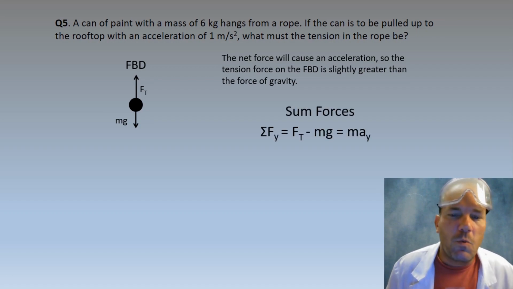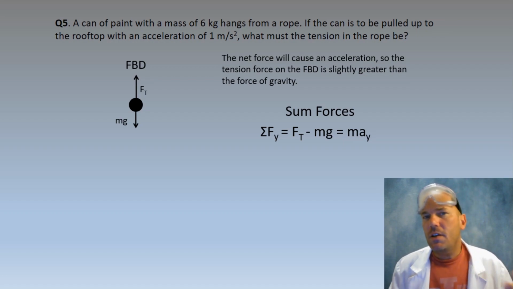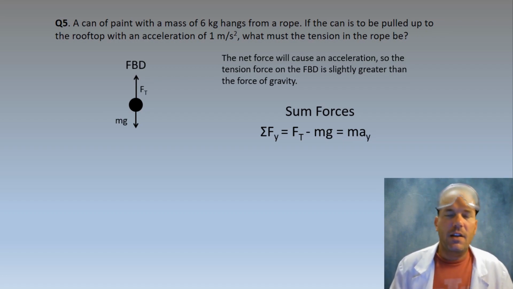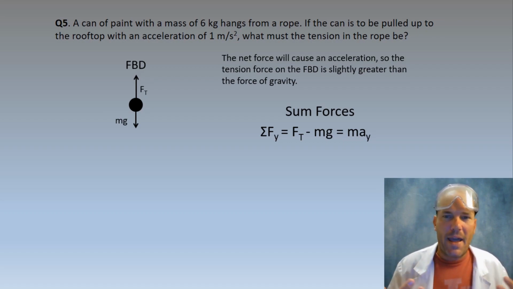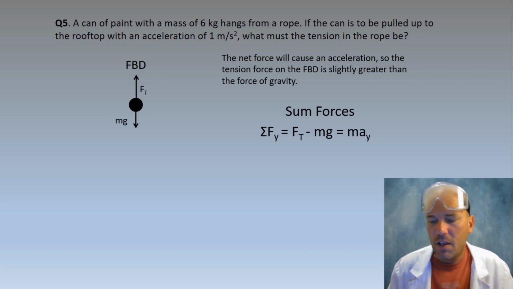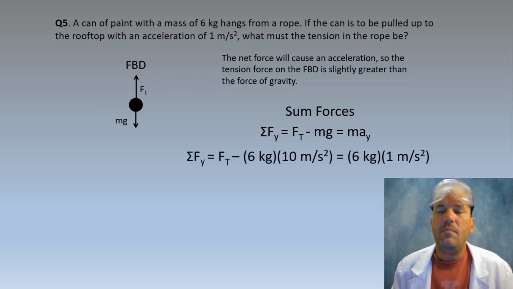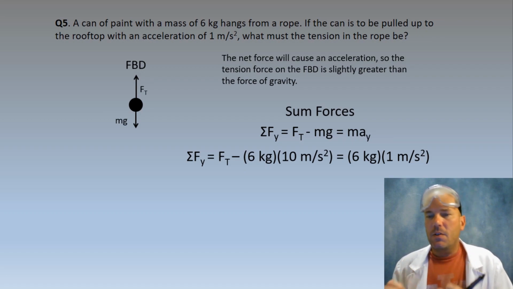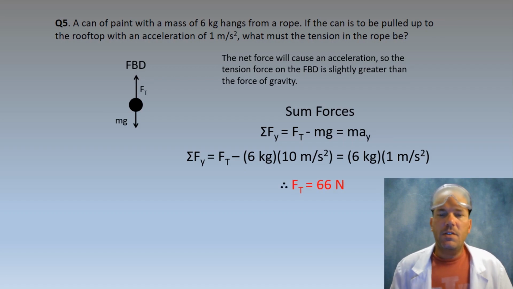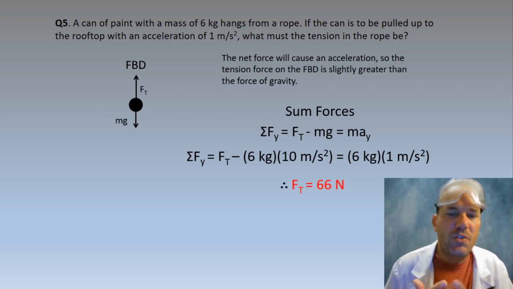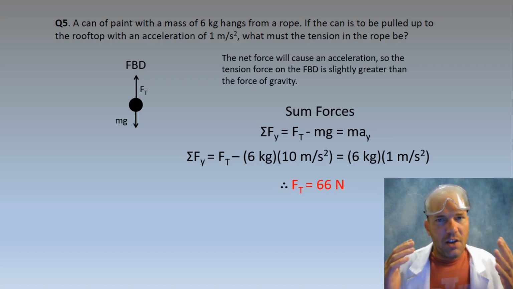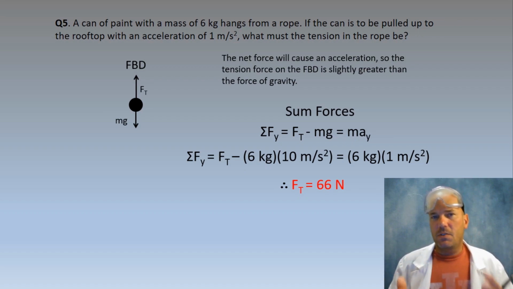Summing the forces in the y or vertical direction and calling up positive and down negative, we get force of tension minus force of gravity equals mass times the acceleration vertically. We have an overall acceleration of 1 meter per second squared up, so that is now placed into the equation. Solving for force of tension, we get 66 newtons, which is indeed greater than 60 newtons as predicted.